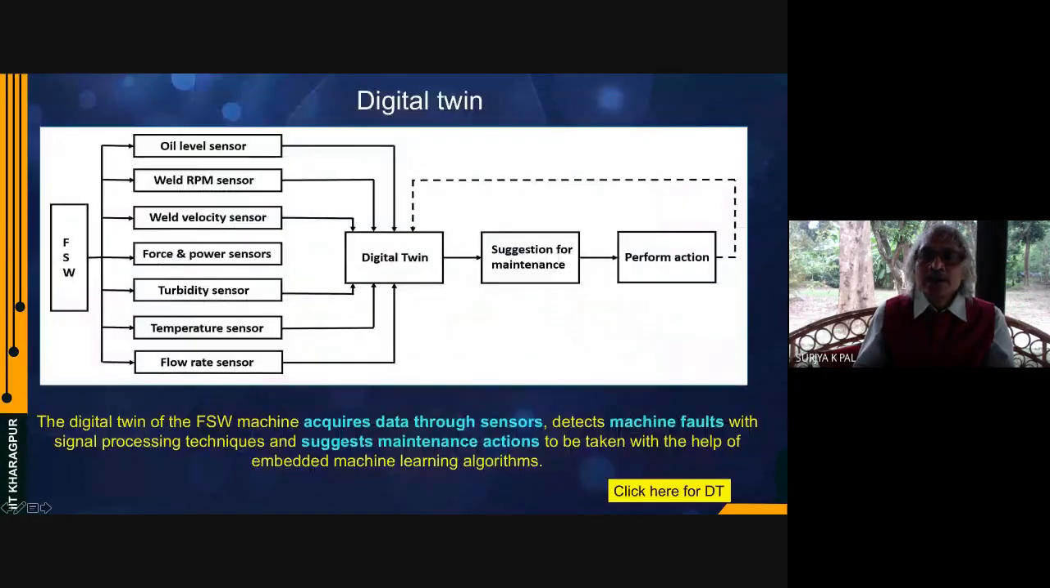As I mentioned, we have created a digital twin of the machine health. We have engaged different sensors: oil level sensors, RPM sensors, velocity sensors, and turbidity sensors. And finally, it will tell you what the performance is. Let me see whether it works. It is also not working. Anyway, I'll try to play that one later on.